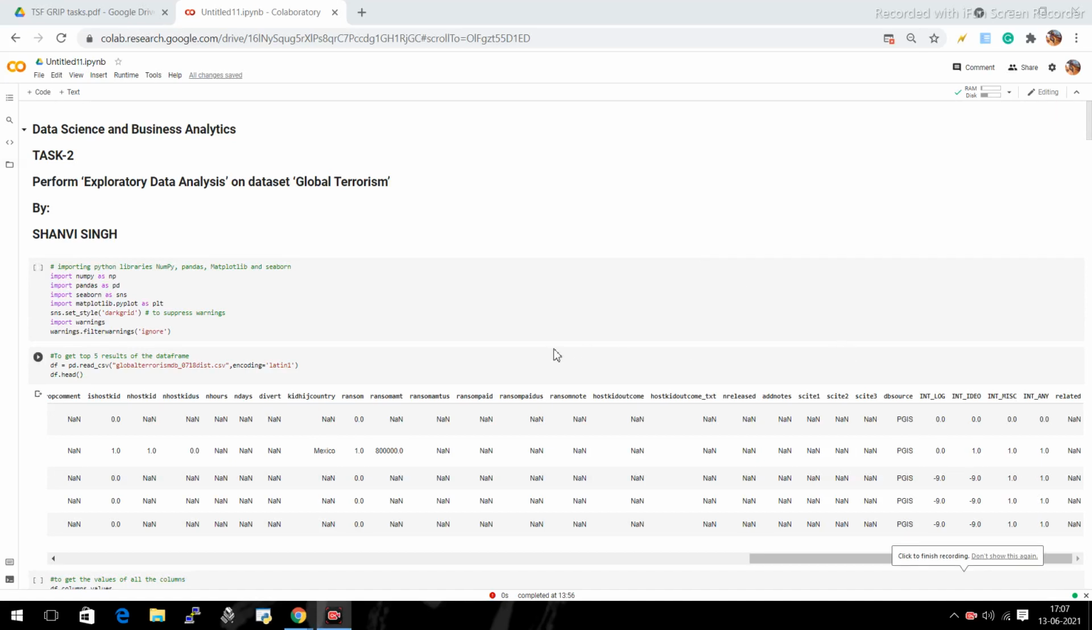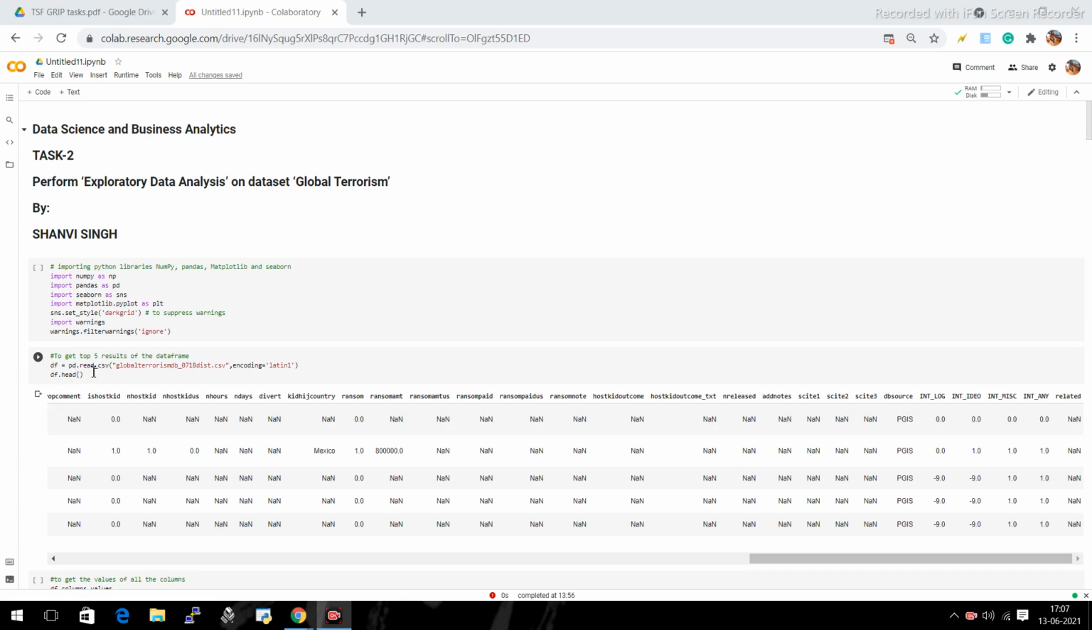Good evening, everyone. In this project, we have done the exploratory data analysis of the Global Terrorism dataset. Now, coming to the important Python libraries, we have imported NumPy, Pandas, Matplotlib, and Seaborn. Now, moving forward, we have read the top 5 values of the data frame.